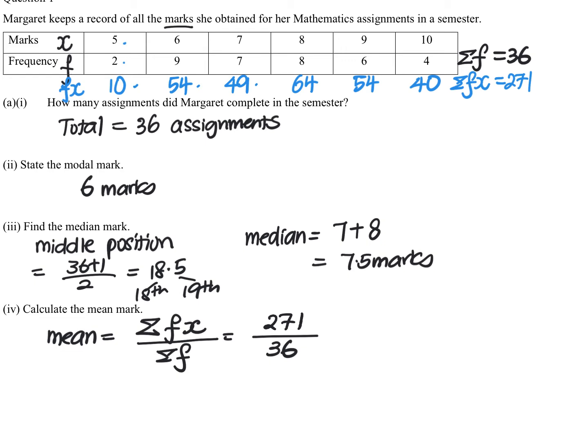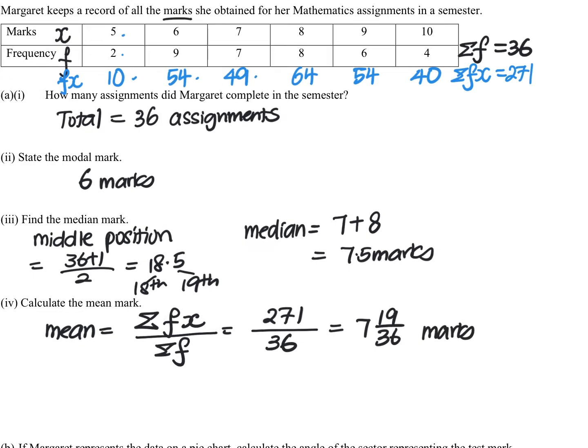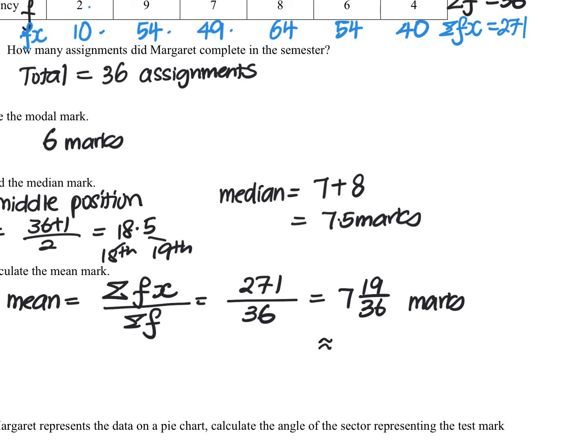So 271 divided by 36. If the number is not a nice number, we can actually represent this one in fraction. This is 271 over 36 marks to be exact. But since it's the number of marks, sometimes it's also reasonable for you to approximate this to 7.53, rounded to 3 significant figures. But if possible, I will still prefer the exact value, which is in fraction.